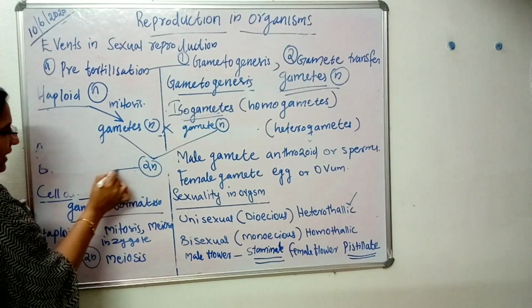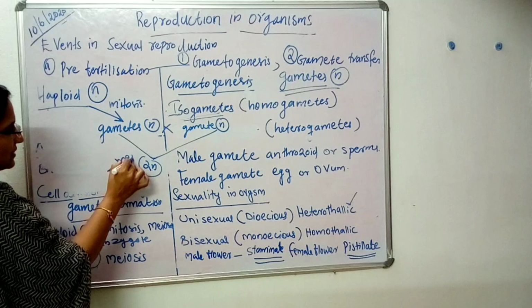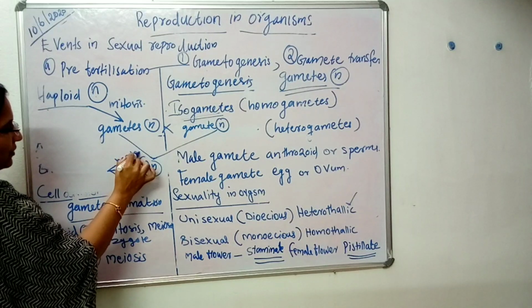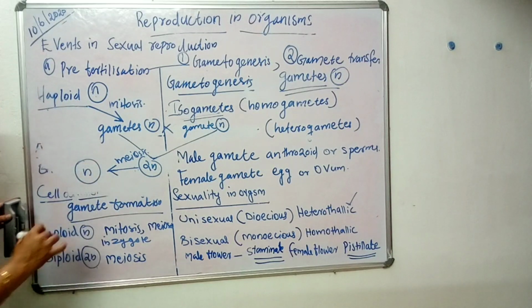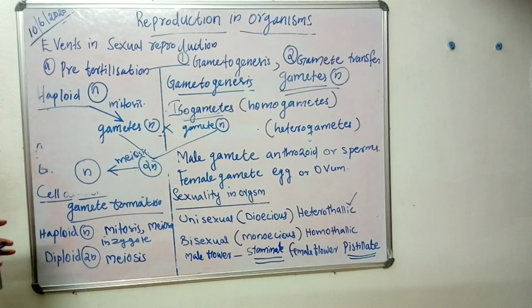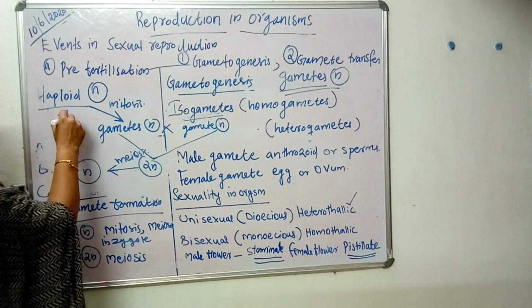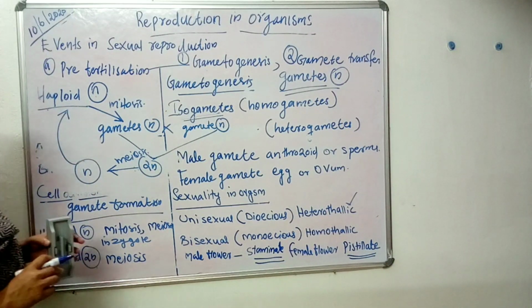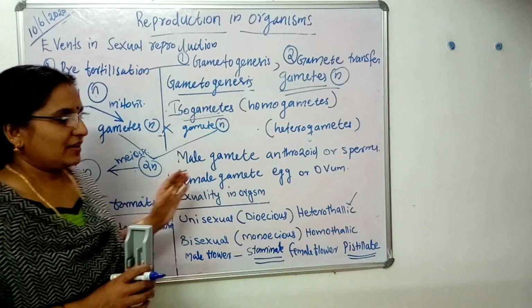So another cell division takes place, which is meiosis. Meiosis takes place so that haploid cells are formed, which give rise to a new plant. This life cycle you have studied based on the plus one syllabus.